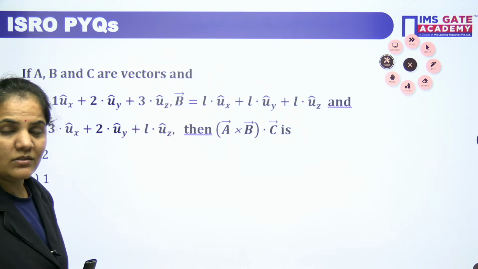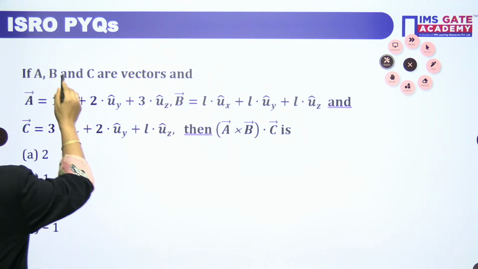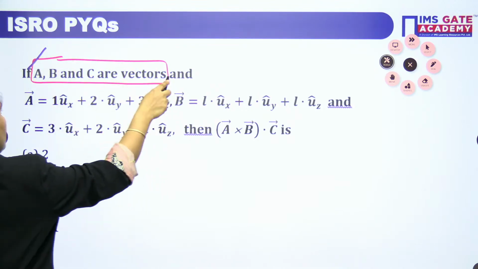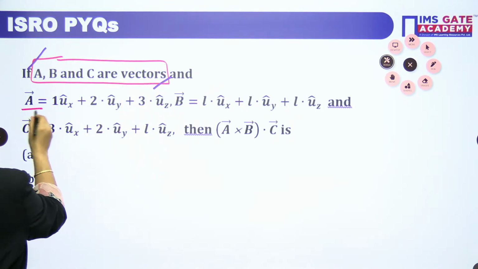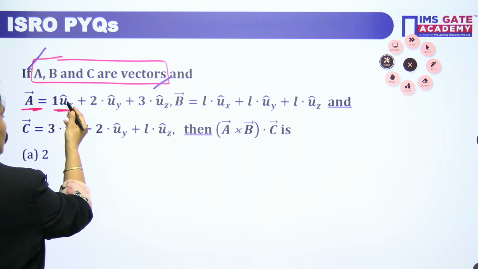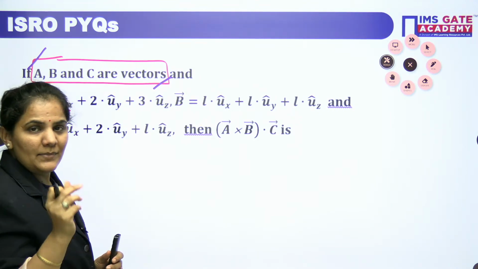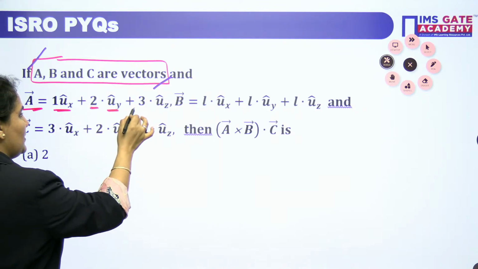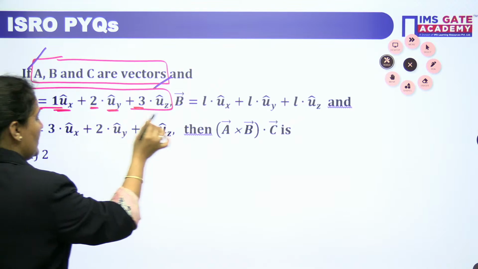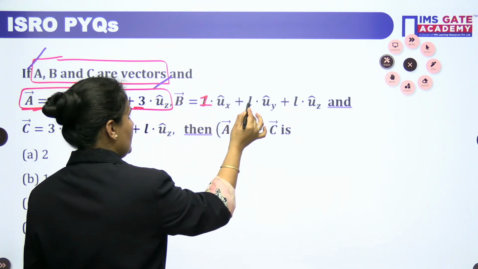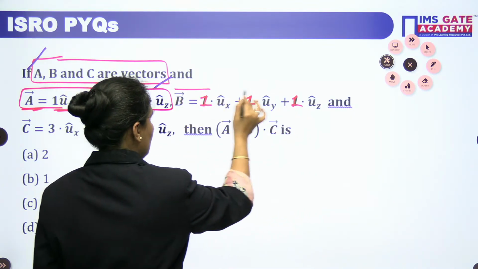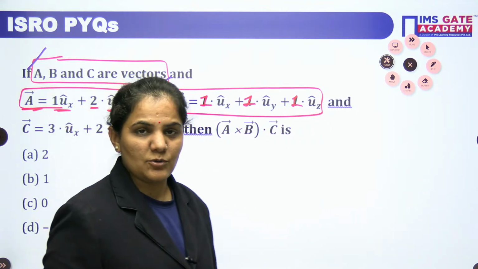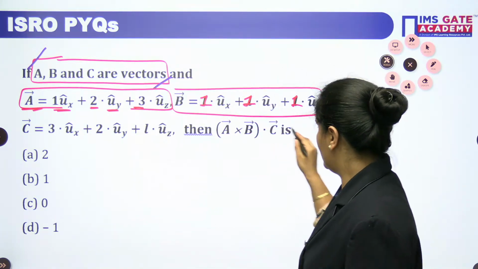Okay, this is again a very good question from vector calculus. If A, B and C are three vectors, A is 1 ux cap plus 2 uy cap plus 3 uz cap. B is 1 ux cap plus 1 uy cap plus 1 uz cap. So basically here we are having the denotation.